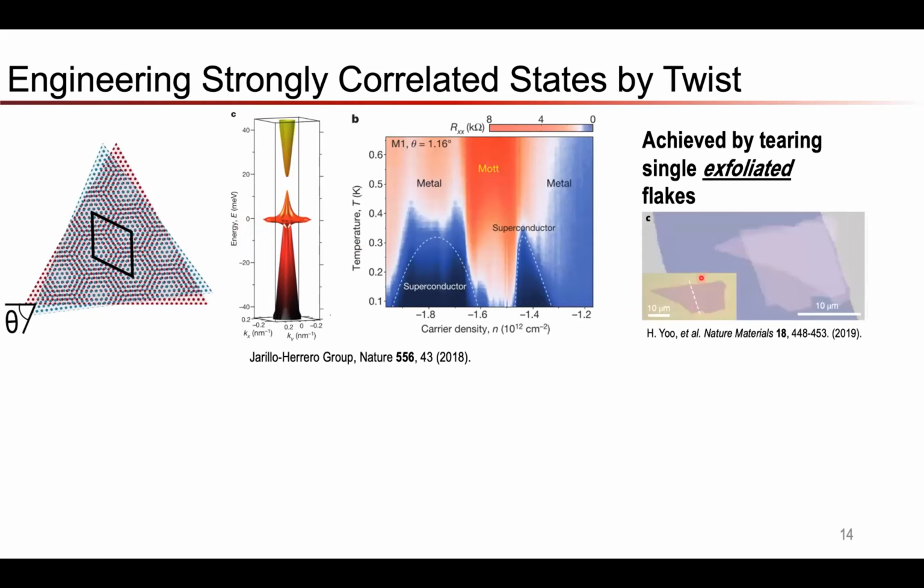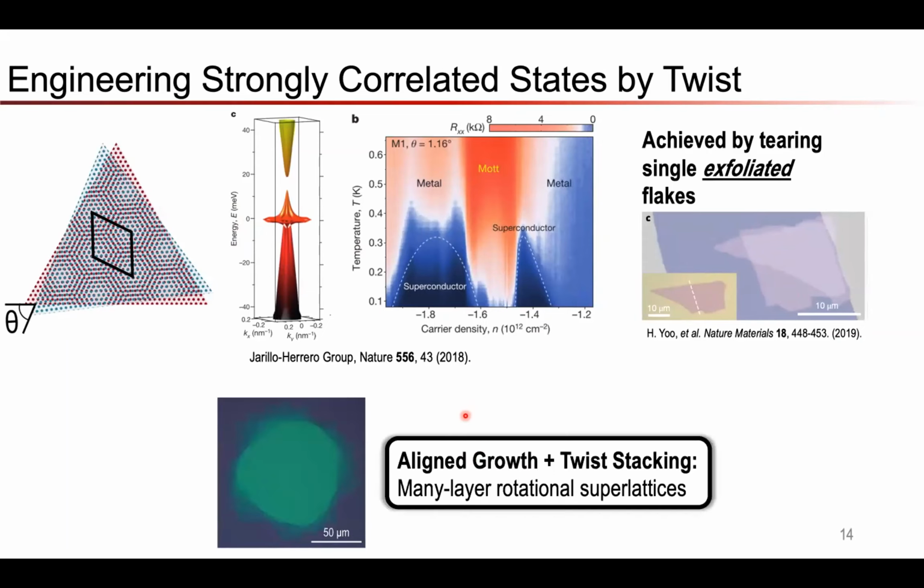And all of this work to date has been done by using material that has been exfoliated from, or that has been stacked from single exfoliated flakes. And so these flakes have very small area, and this limits naturally the amount of layers that you can add to your stack. So we're very excited about the property of being able to grow very large thin films of two-dimensional materials, and then being able to stack arbitrary numbers of layers with twist engineering.